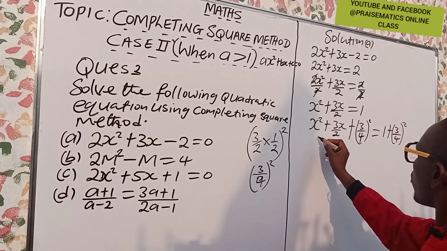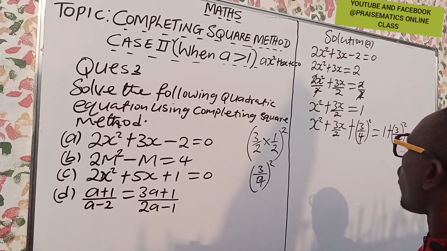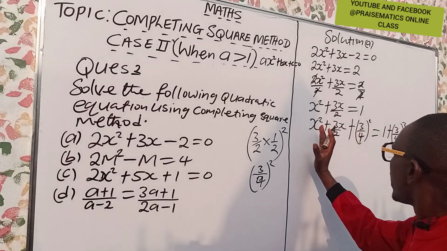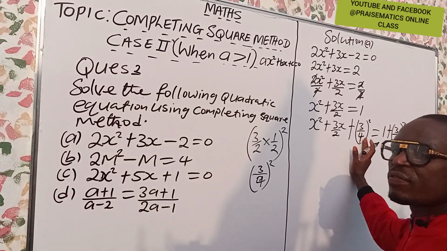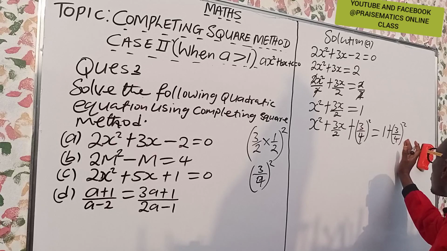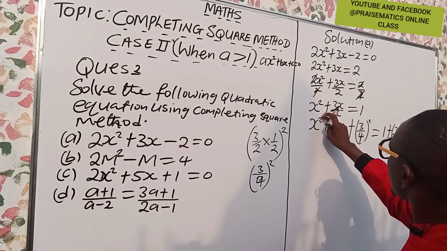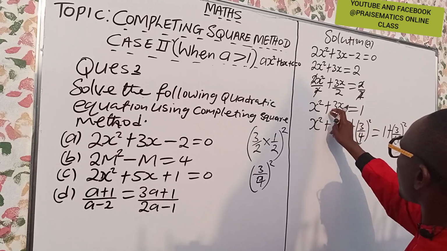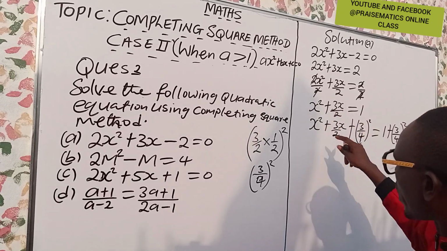We need to bring out the what? The perfect square of the left hand side. From here to here is called the left hand side, and from here to here is called the right hand side. So we bring out the perfect square of the left hand side, and those numbers with the square are called the perfect square here.